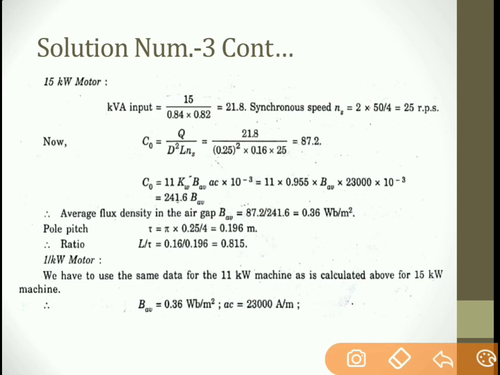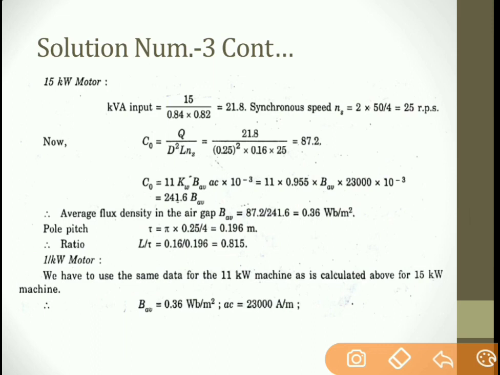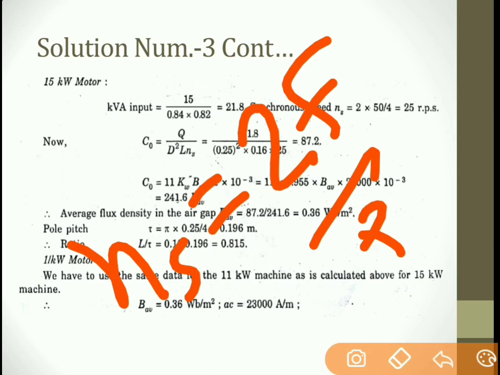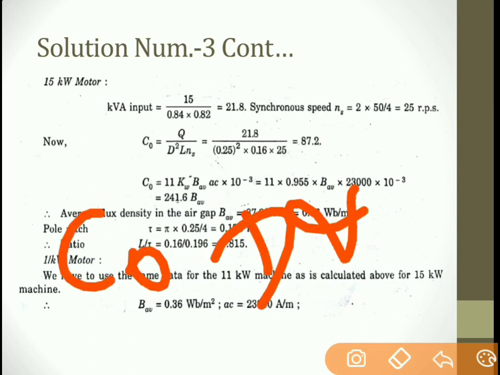Then synchronous speed ns is equal to 2 into 50 divided by 4. How is it calculated? ns in rps is equal to 2f by p. The number of poles is 4, f is 50. I have got synchronous speed equal to 25 rps. Next step is C0, that is the output coefficient, given by Q upon D square L ns. So D and L values are already given. In this problem the C0 value is not given, but D and L values are given.